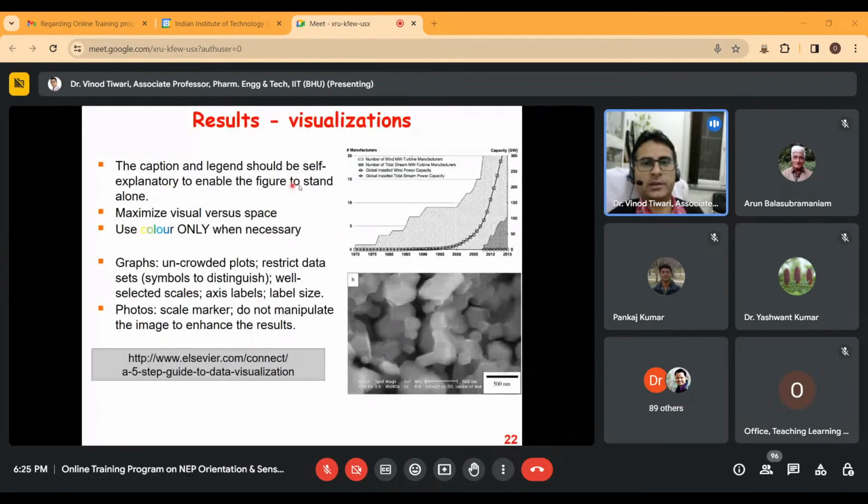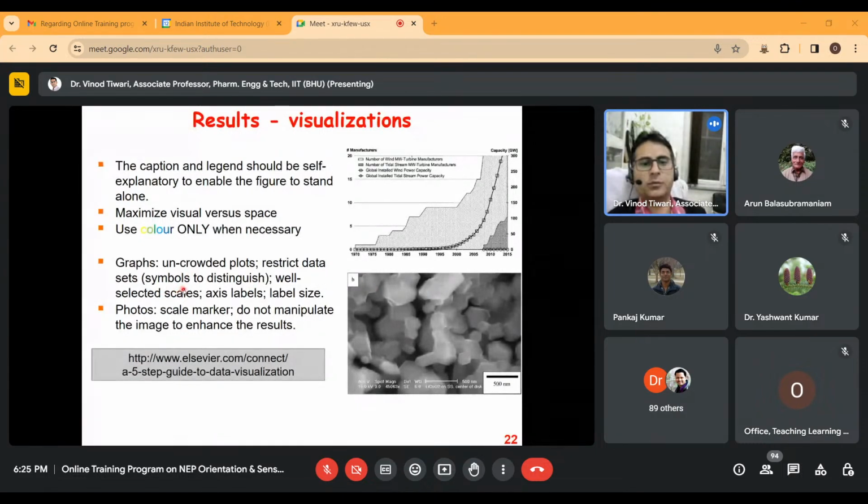The caption and the legend should be self-explanatory, to enable the figure to stand alone. So it's very important what titles, captions, and legends you use. You can maximize the visual versus the space, and use color only when it is necessary, otherwise not. The graph should not be crowded. It should be an uncrowded plot. You can restrict the data sets.